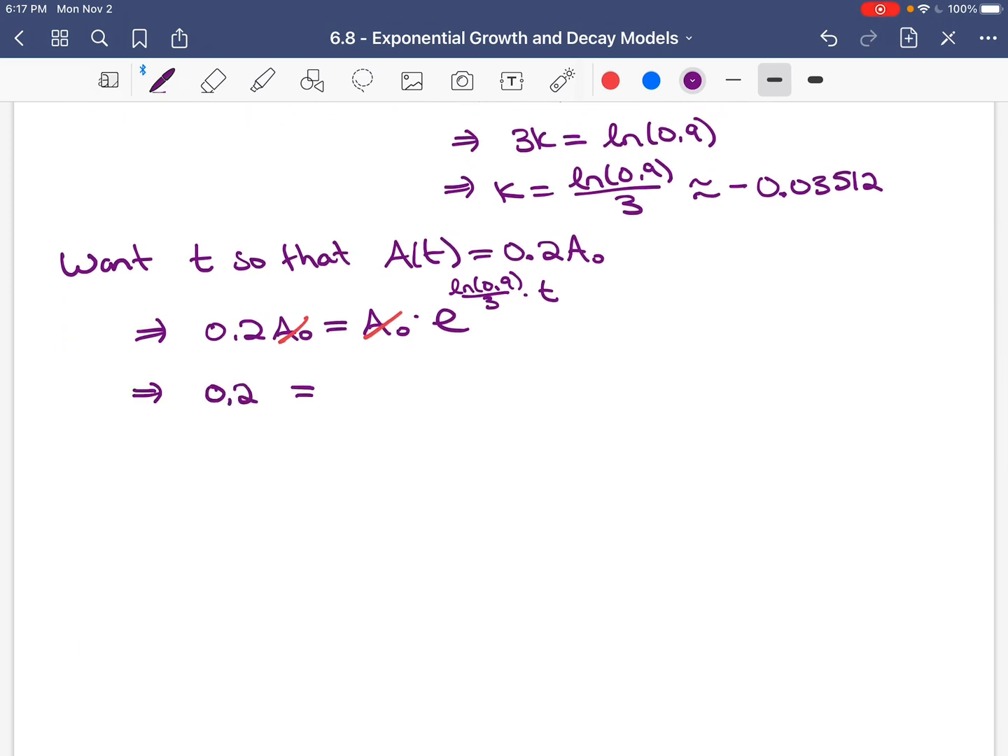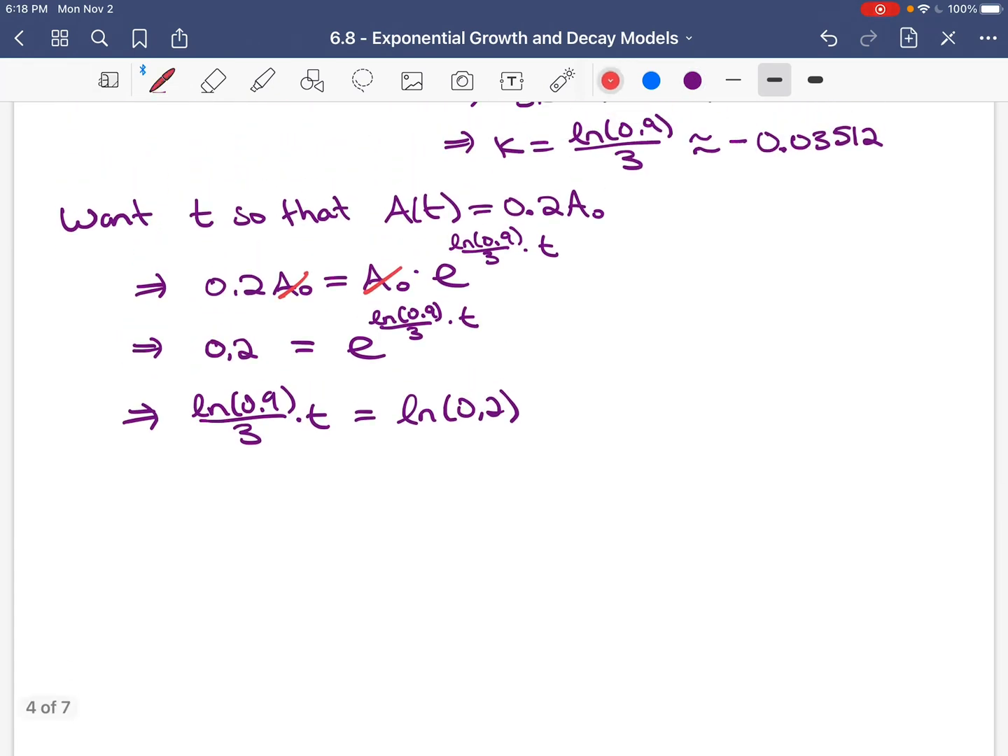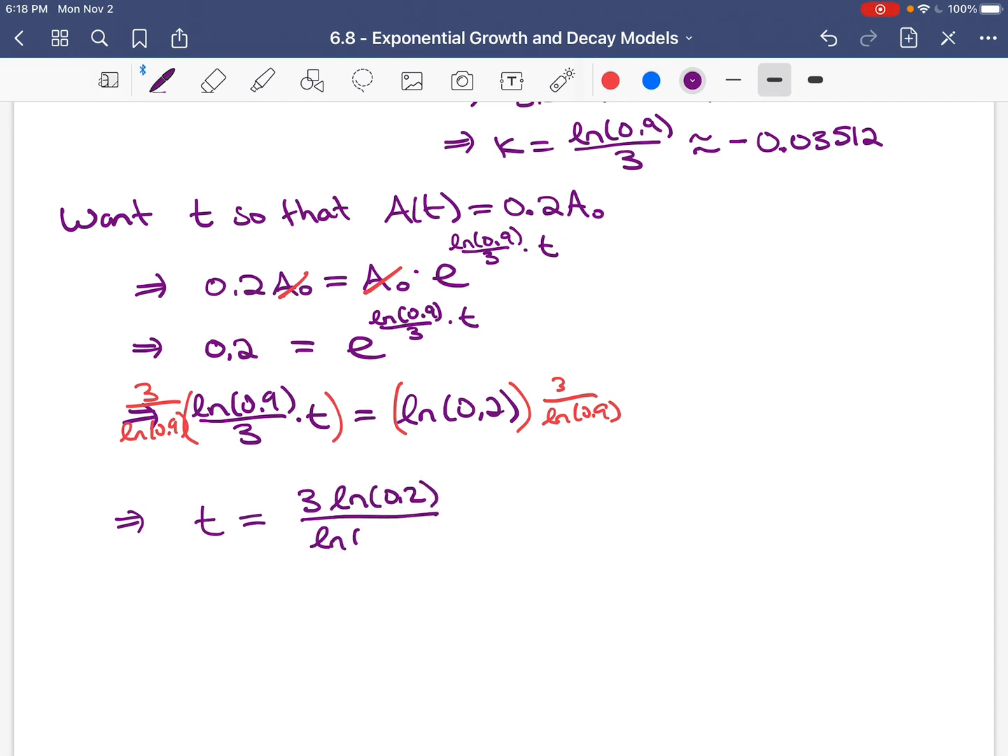So I have 0.2 is equal to e to the ln of 0.9 over 3 times t. So using the relationship, that's going to be the exponent is equal to ln of 0.2. So then if I divide by the constant out front of the t or multiply by the reciprocal, so that's 3 over ln of 0.9, then I solve for t. So that means t is equal to 3 ln of 0.2 divided by ln of 0.9. Okay, and if you compute that, it's approximately 45.83.